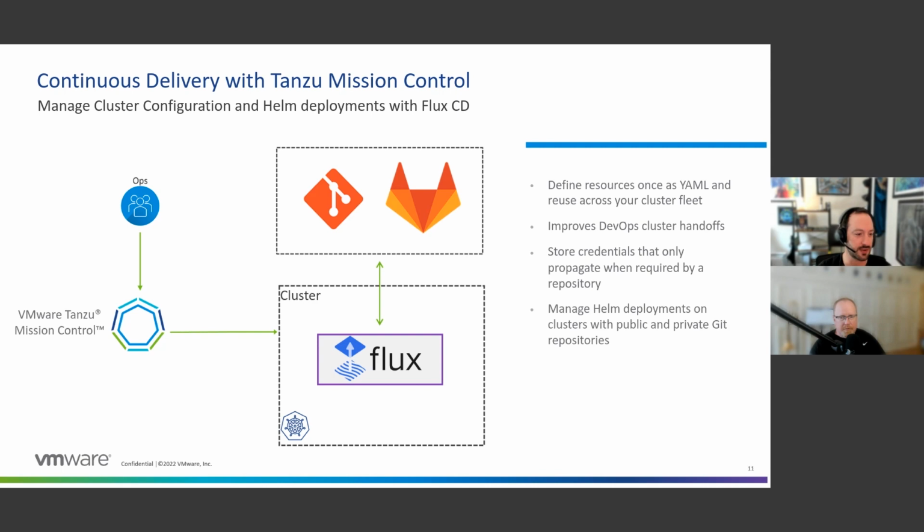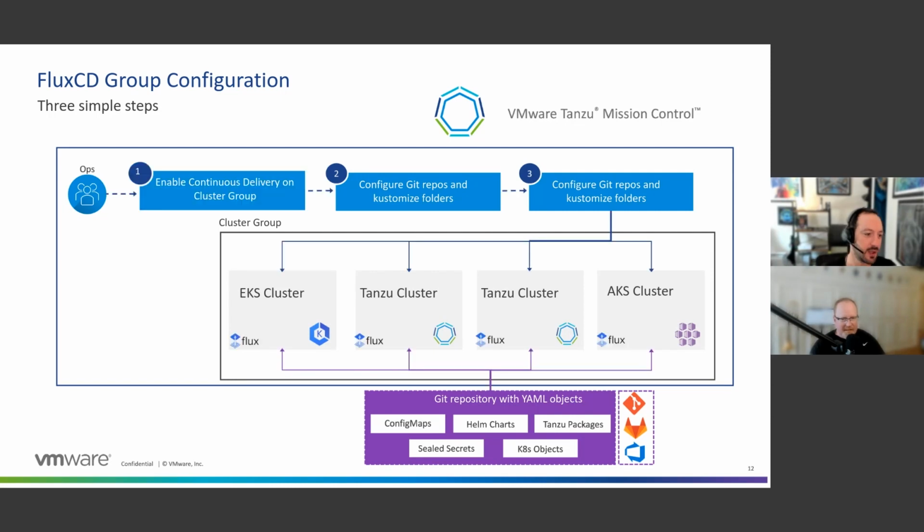You can manage Tanzu packages with it. You can manage Helm deployments with it. So it's quite flexible. Essentially, to configure Flux in Tanzu Mission Control, it's really 3 simple steps that you go through. And this is either at the cluster level or at the group level. But for me, the most value I extract is out of the group level. So first, you enable it on the group.